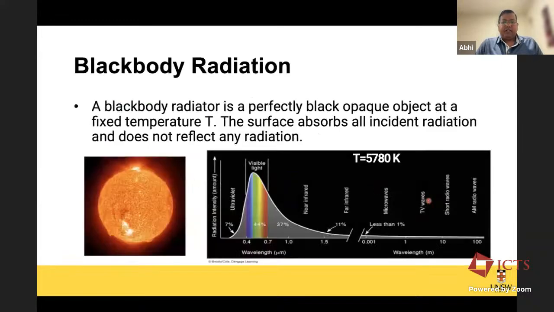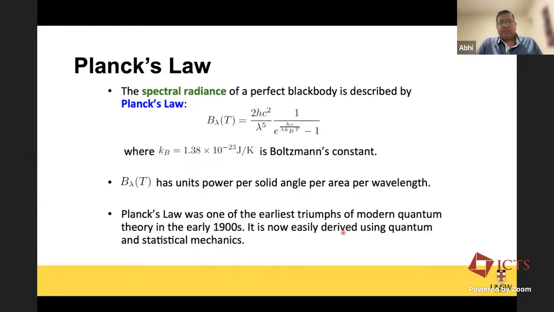The spectral radiance shown here, the curve, we derive basically using Planck's law. That is, the spectral radiance of a perfect black body is described by Planck's law, which is given here. You can see it's a function of lambda and T, and we have the Boltzmann constant, k_B, in this expression. This expression can be used to look at the spectral radiance from a black body. Now, as I said before, B lambda has units of power per solid angle, because it interacts with the spherical system, and it is also available per wavelength.